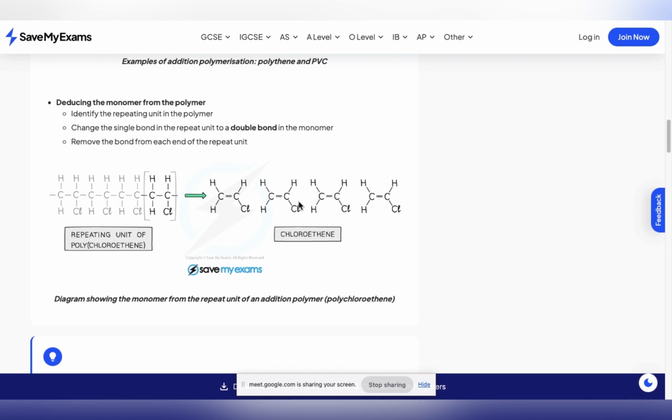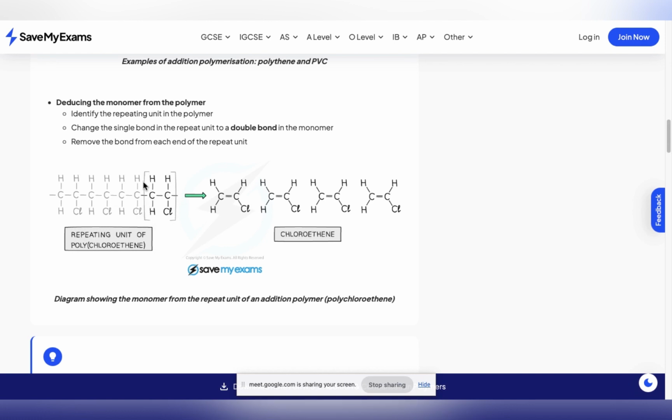Now we want to deduce the monomer from the polymer. Look at the repeating unit of polychloroethene. You can see at the bottom here you have one carbon with one chlorine atom, Cl. Then you count another two: one, two. You see chlorine, one, two.